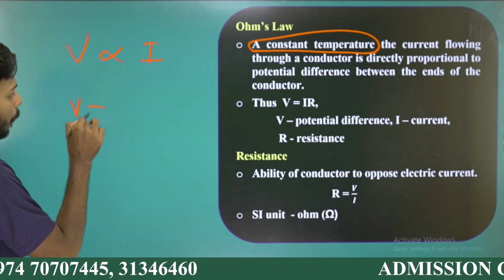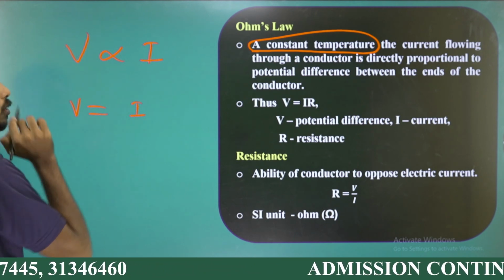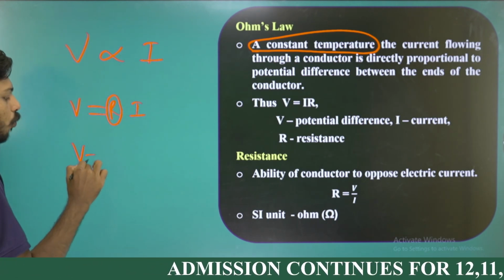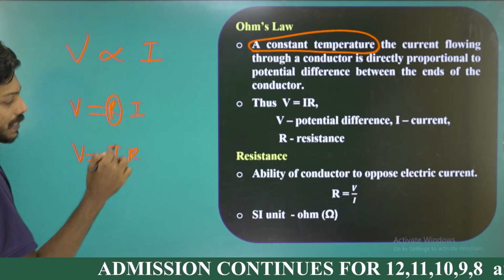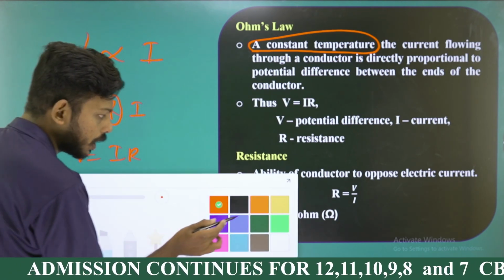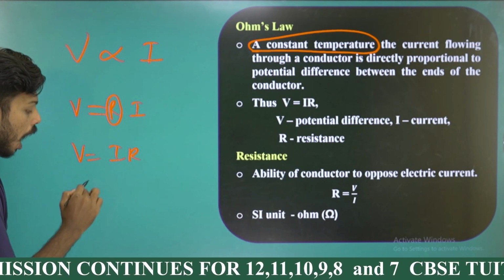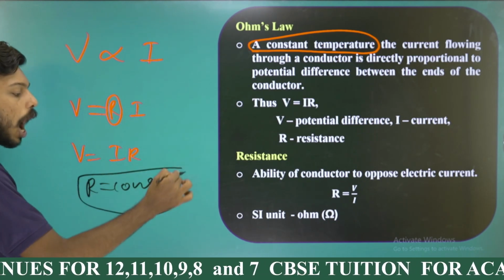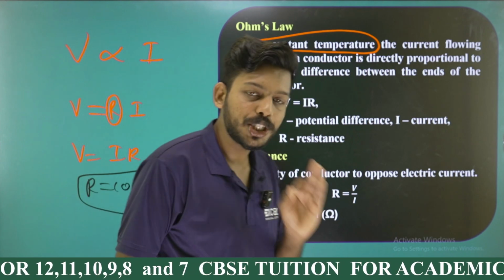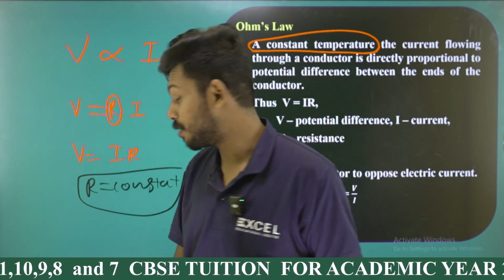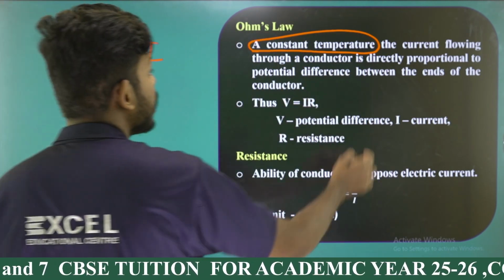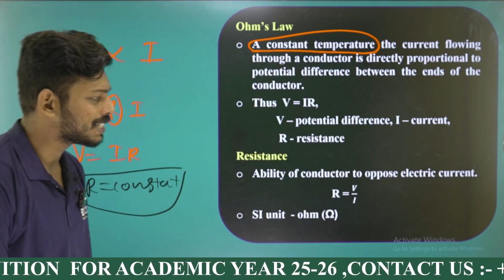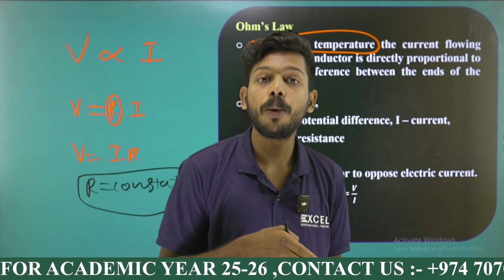If we want to make this proportionality into an equation, you have to put some constant. Here the constant is R, so V is equal to IR. Understand this point, that R is a constant. The resistance should be constant. The resistance will be constant only if the temperature is constant. So what is basically a resistance? It is the ability of a conductor to oppose electric current.